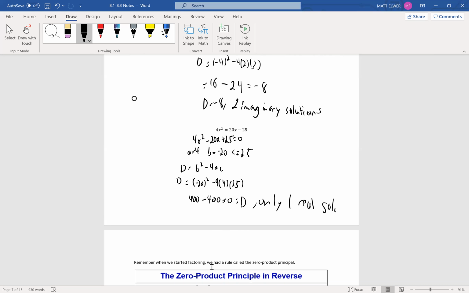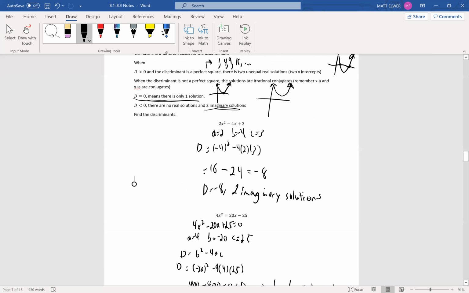Right, and we could make up more cases if we wanted, but I think that's good for now, right? So we could end up with, you know, these conjugates, these real solutions.